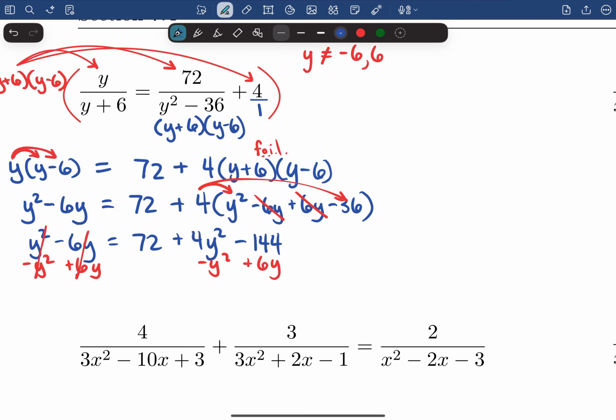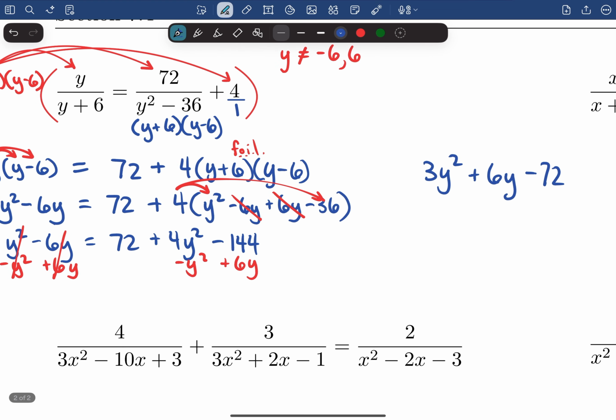4y squared minus 1y squared is 3y squared. And I have a plus 6y. There were no like terms with the 6y. And then 72 minus 144. 72 minus 144, that gives me, let me do that really fast. I want to make sure I get it right for you guys. Okay, 72 minus 144, that gives me a negative 72. There we go.